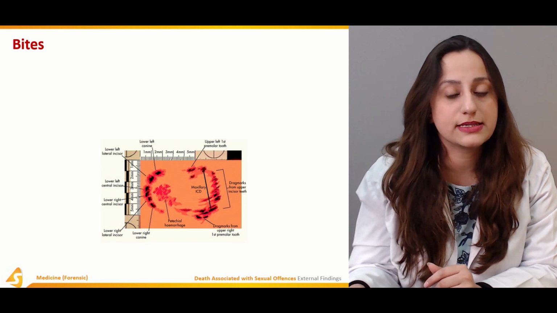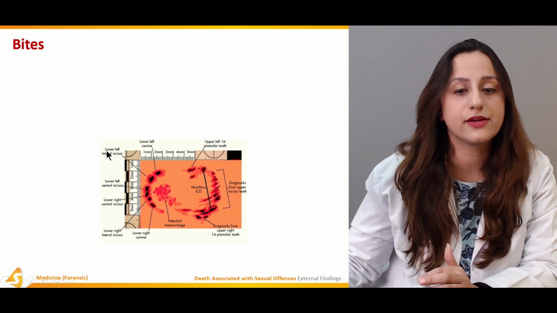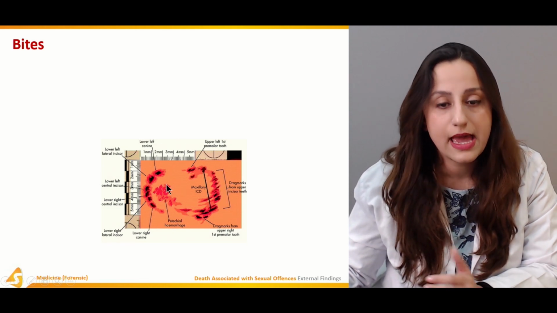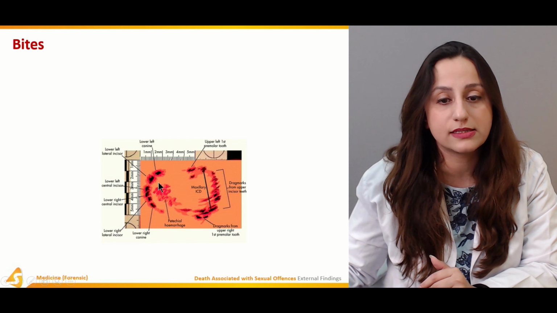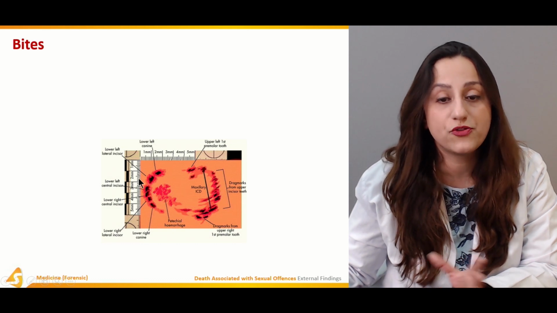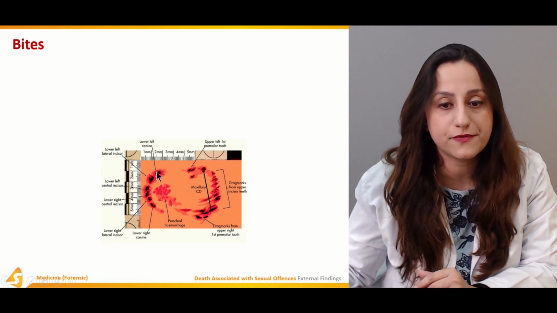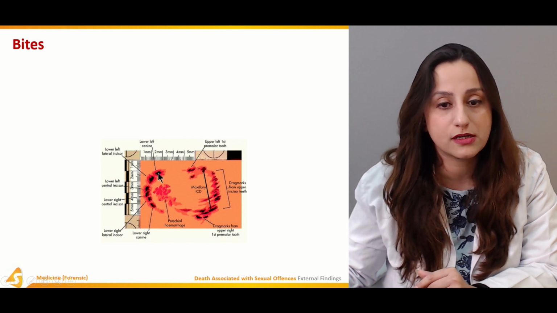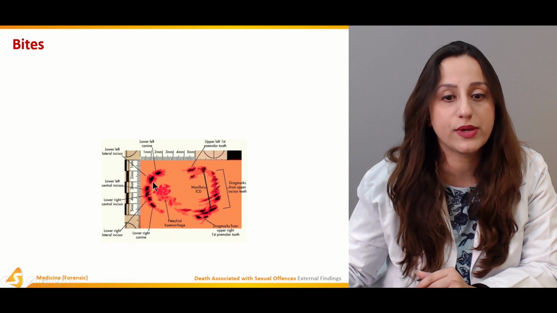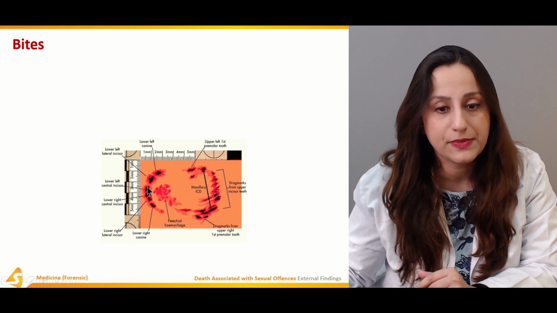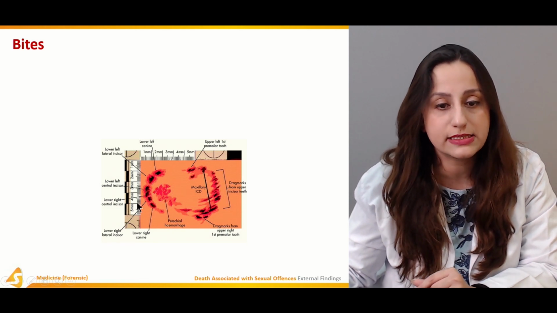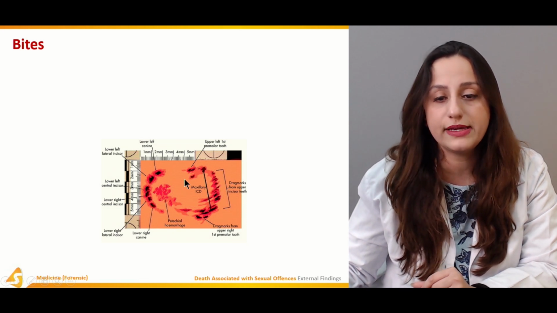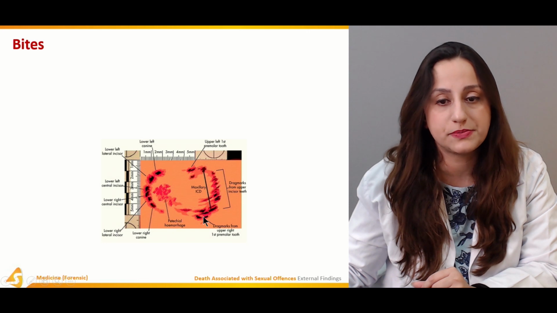Now the bite marks. This diagram is basically emphasizing the different types of bite marks and which teeth relate to these bite marks. So this is basically a rough diagram. It is showing the left lower canine, the left lateral incisor, and the lower right central incisor is shown over here. And over here we can see the other teeth.